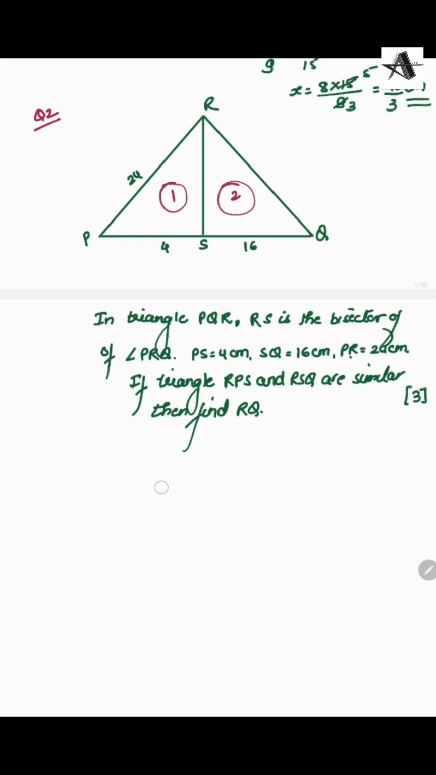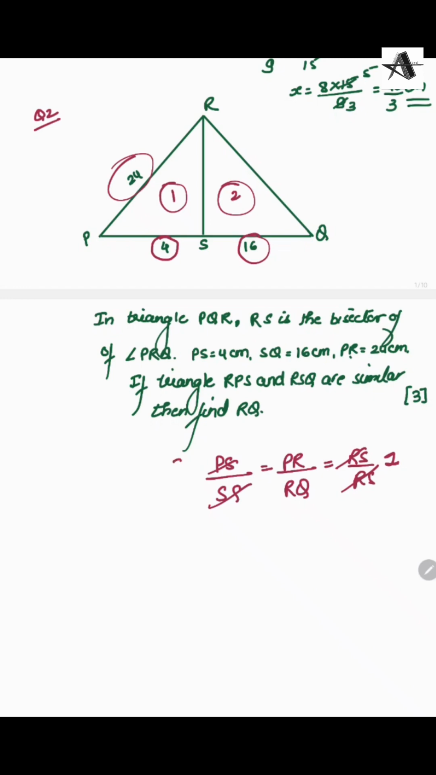Because if you are taking the corresponding sides as PS and SQ, so PS of the right hand side and SQ of the left hand side, similarly PR of the left hand side and RQ of the right hand side, now the remaining is RS. So RS and RS of both are corresponding. It will give you the answer as 1 because the RS are equal, whereas this will give you 4 over 16, which is 1 over 4.